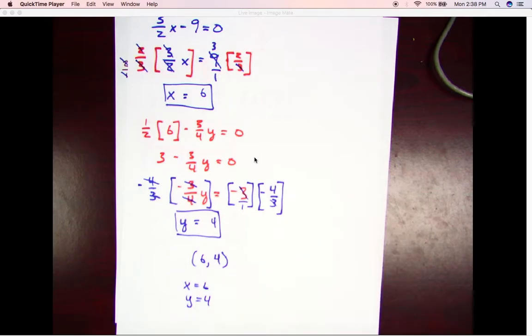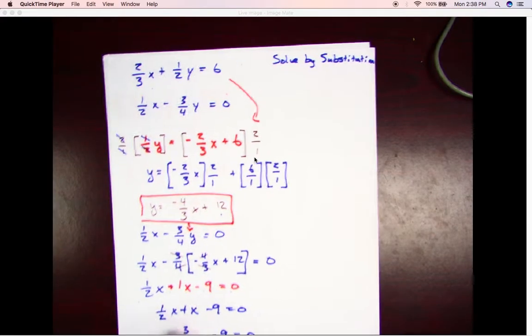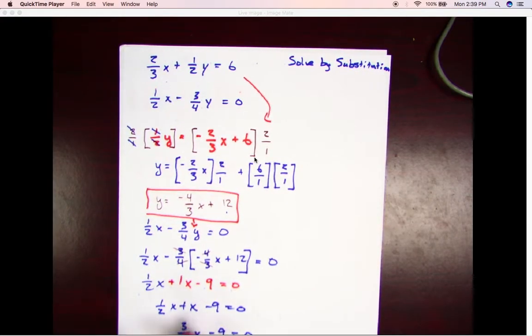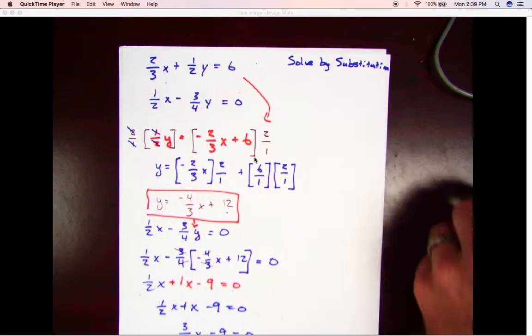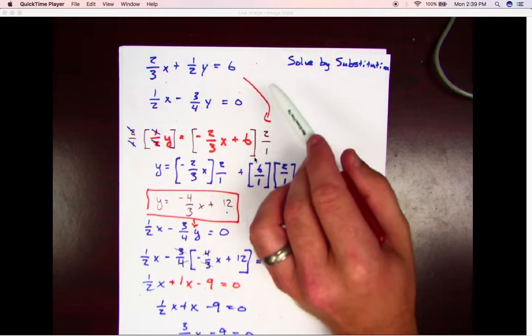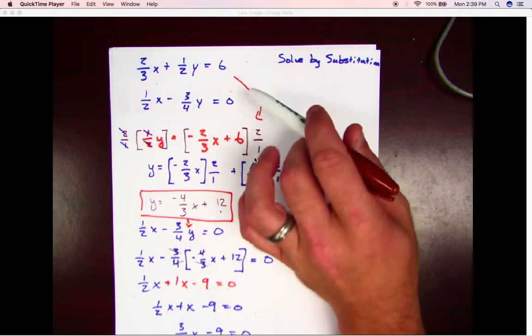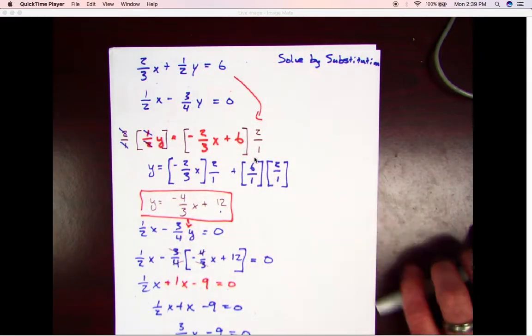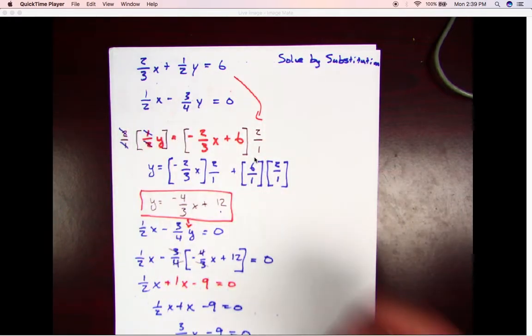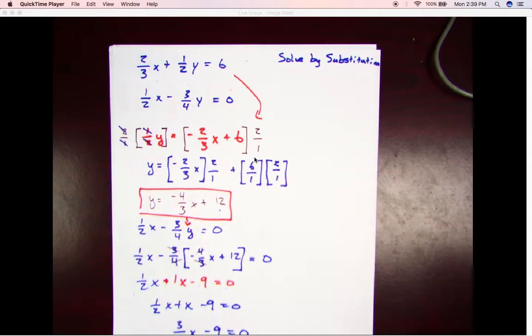Okay? The hard part about this type of problem is getting rid of your fractions. Remember, solving by substitution, you take whichever equation you want and you solve for whichever variable you want. It can be either one of these two equations. It can be either variable you want. So in other words, there's four ways to get the same answer. Now remember, watch out for your rules of multiplication. Watch out for your fraction rules too, because they do come in handy.